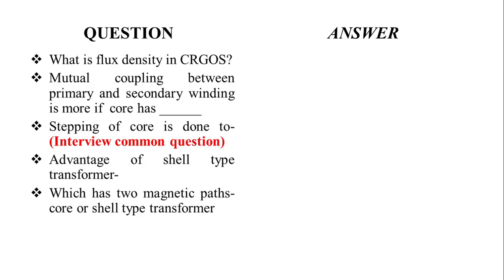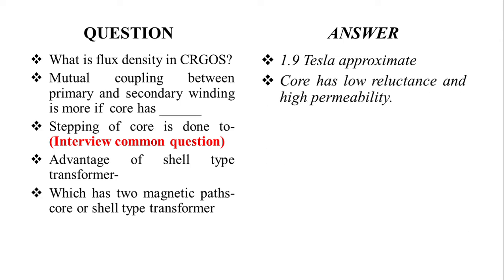Next is what is the flux density in CRGOS, and that is equal to 1.9 Tesla. Next, mutual coupling between primary and secondary winding is more if cores have low reluctance and high permeability. Next, stepping of the core is done to reduce the amount of copper used, and if the amount of copper used gets reduced, then copper losses will be reduced automatically.